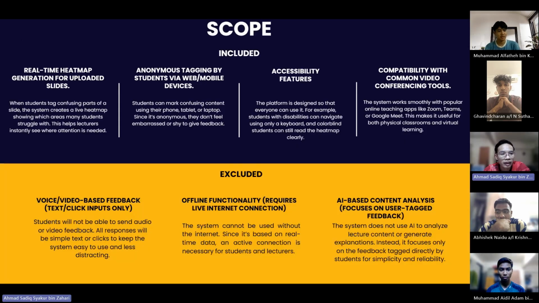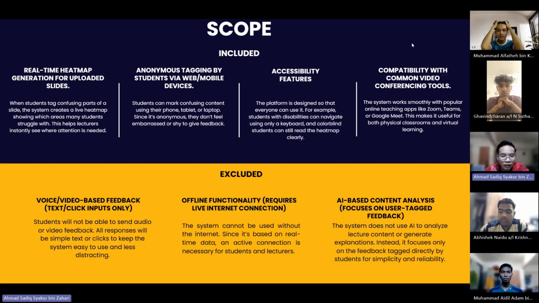The scope includes, first, real-time heat map generation for uploaded slides. When students tag a confusing part of a slide, the system creates a live heat map. Second, anonymous tagging by students via web or mobile device. Students can mark confusing content using their phone, tablet, or laptop. Third, accessibility features. The platform is designed so that everyone can use it. For example, students with disabilities can navigate using only a keyboard. Fourth, compatibility with common video conferencing tools. The system works smoothly with popular online teaching apps like Zoom or Teams.